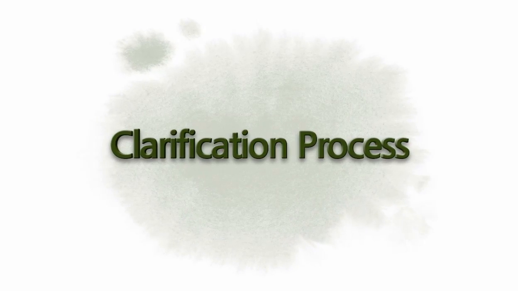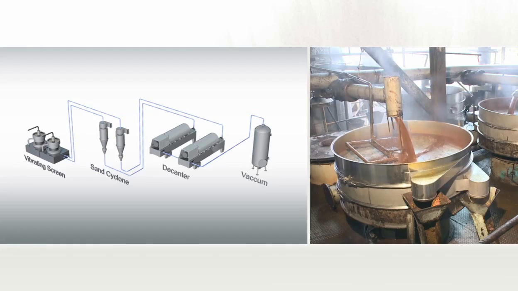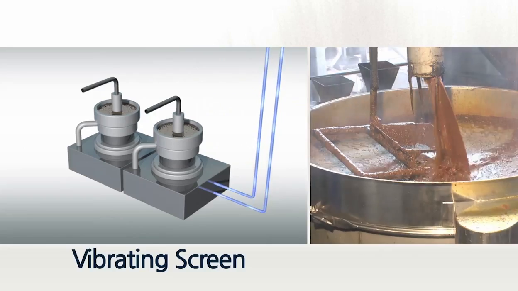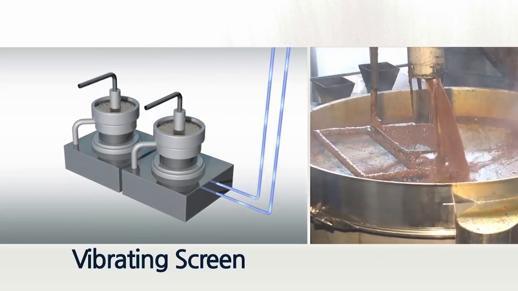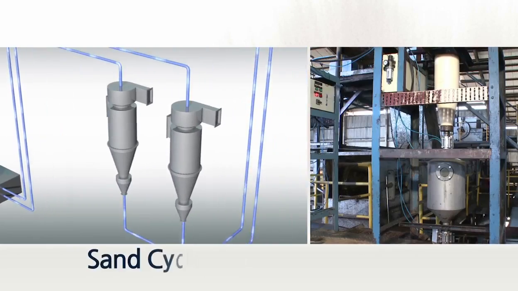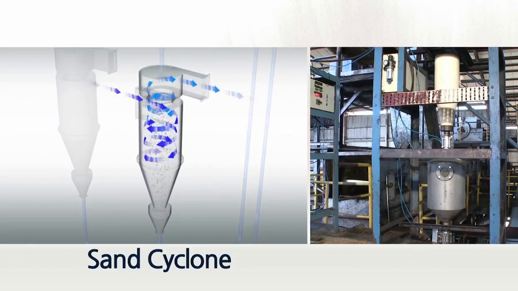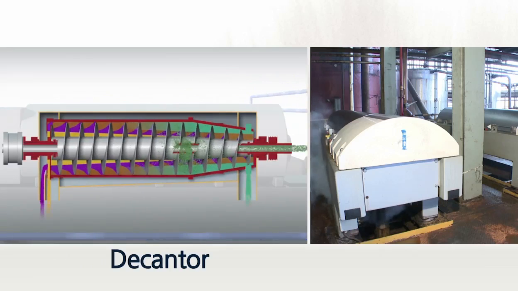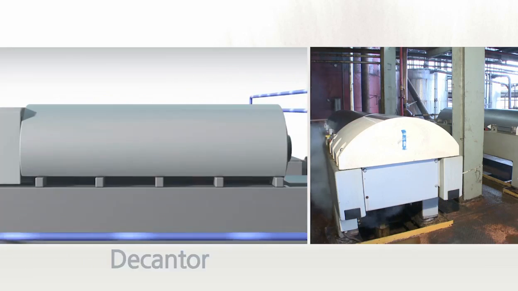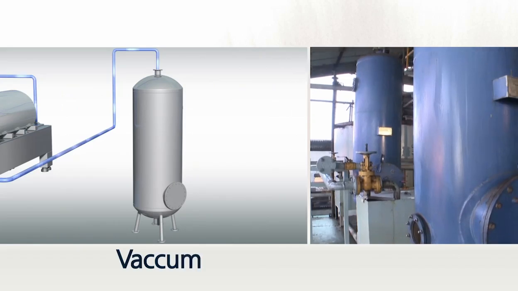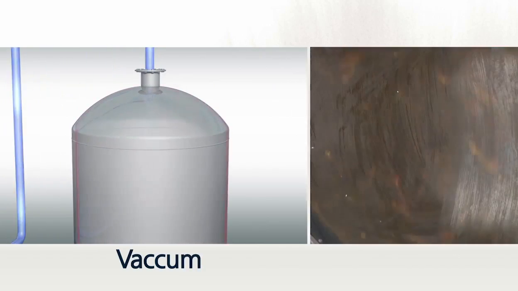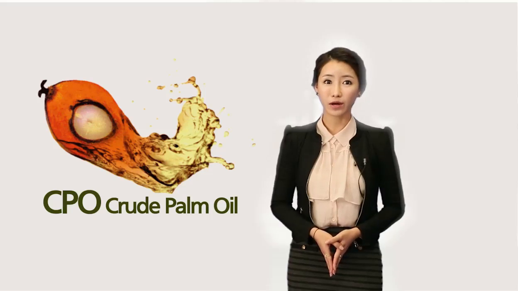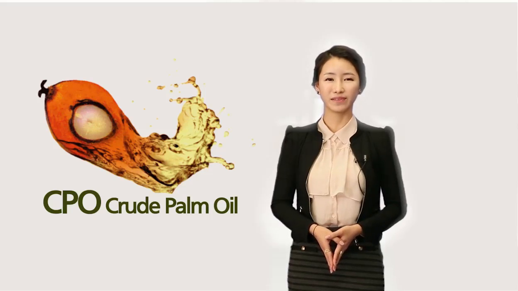Here comes the clarification process. The fluid coming out from the digester and press is filtered in the centrifuge to remove entrained impurities, and then is put into a desander to remove the sand. This mixture containing the crude oil removes the sludge and dirt in the decanter, is skimmed and purified with a high-speed centrifuge, and then dried in the vacuum dryer to remove the moisture from the oil. And this is crude palm oil.